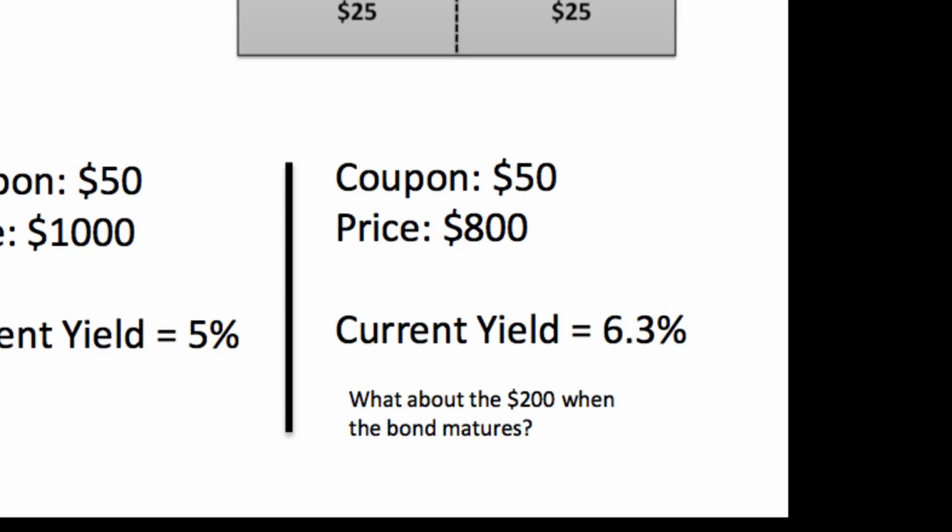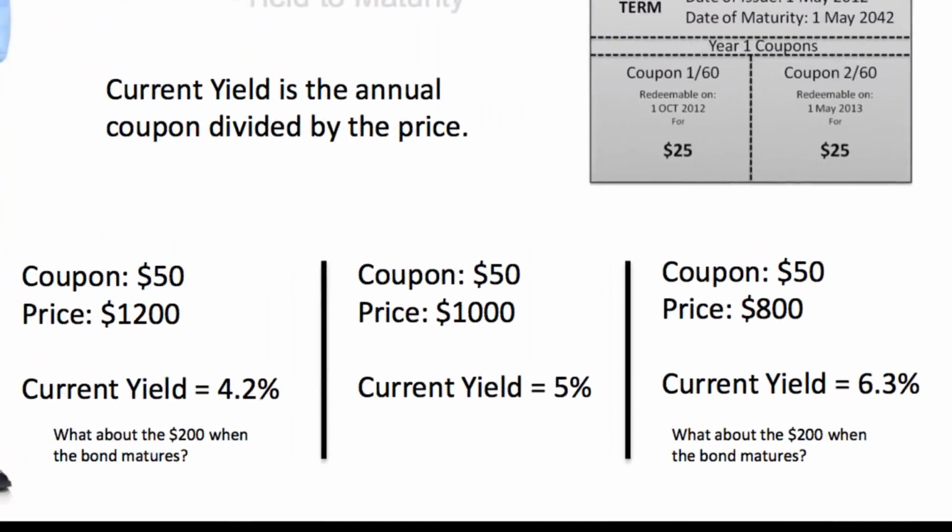So in this example, we're talking about the same exact bond, no difference in the bond, just the price at which he's buying that bond and how that price is affecting the yield. Now the problem with the current yield, which you're going to find out later, is that it doesn't account for the amount of money that you lose or gain whenever the bond matures.